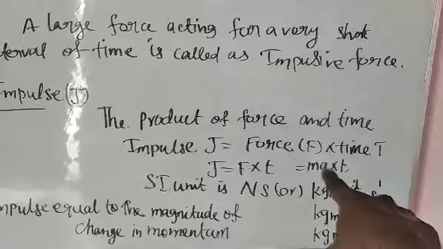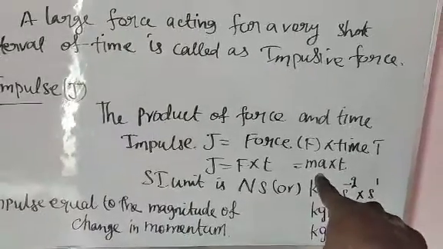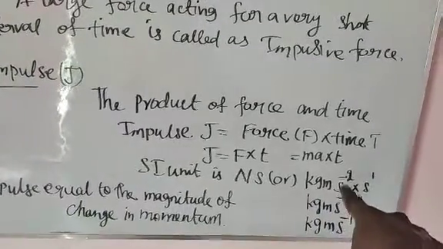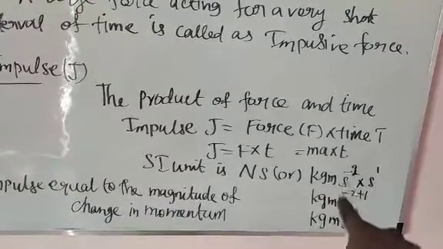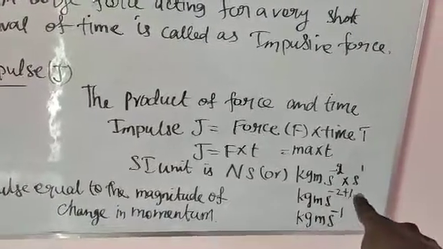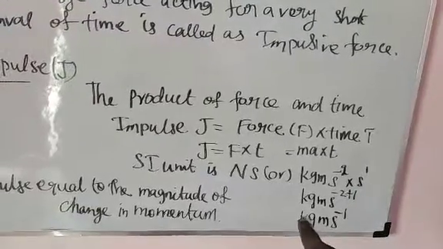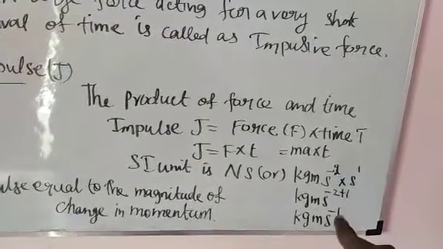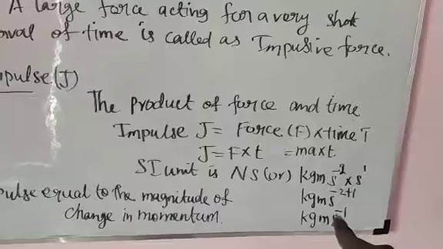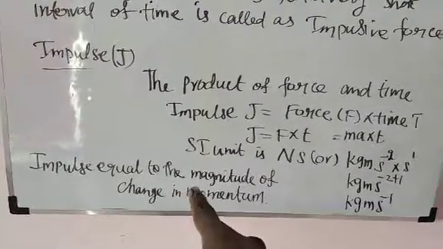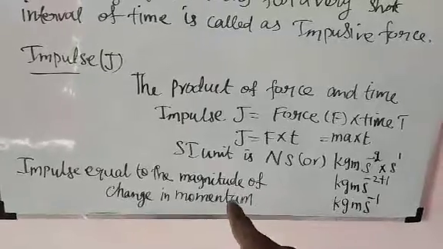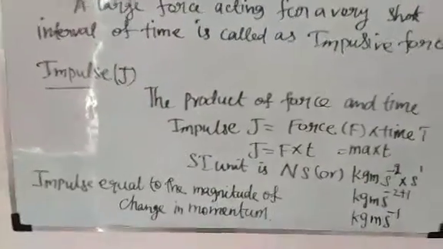m a into t: mass in kilogram, acceleration in m s^-2, time in s. So kilogram, meter, second power minus 2 plus 1, so kilogram meter second power minus 1. This is another unit of impulse. So impulse is equal to the magnitude of the change in momentum.